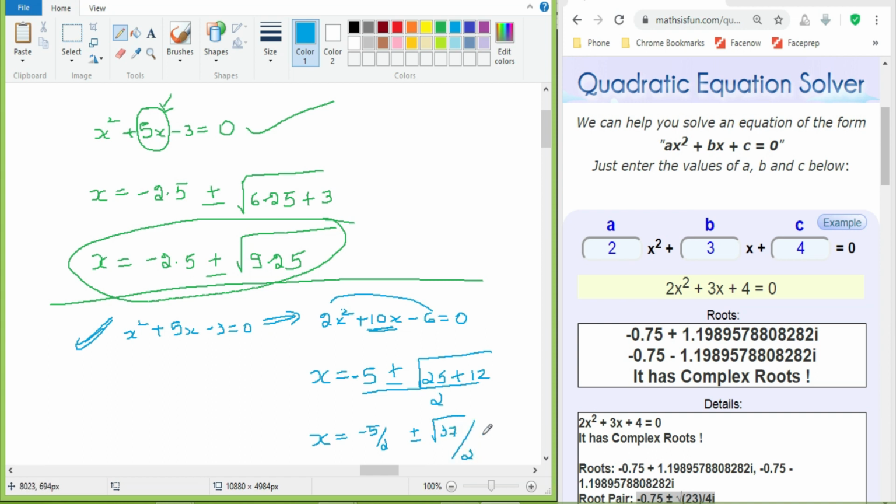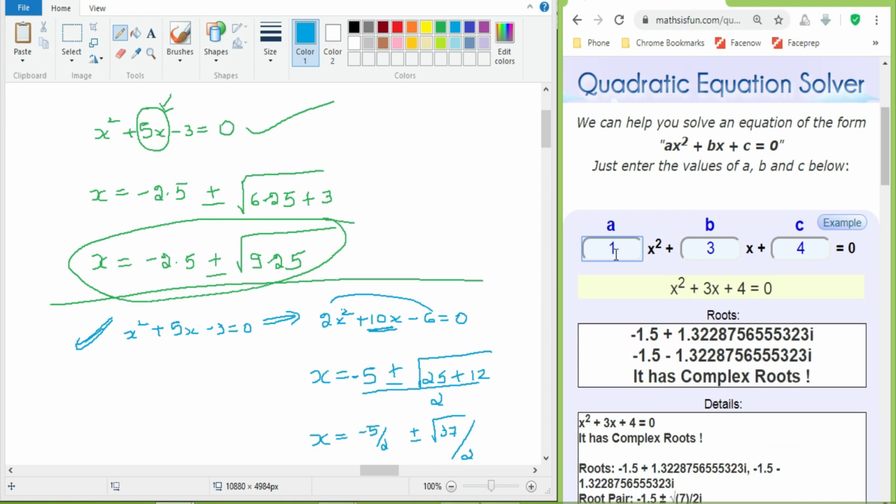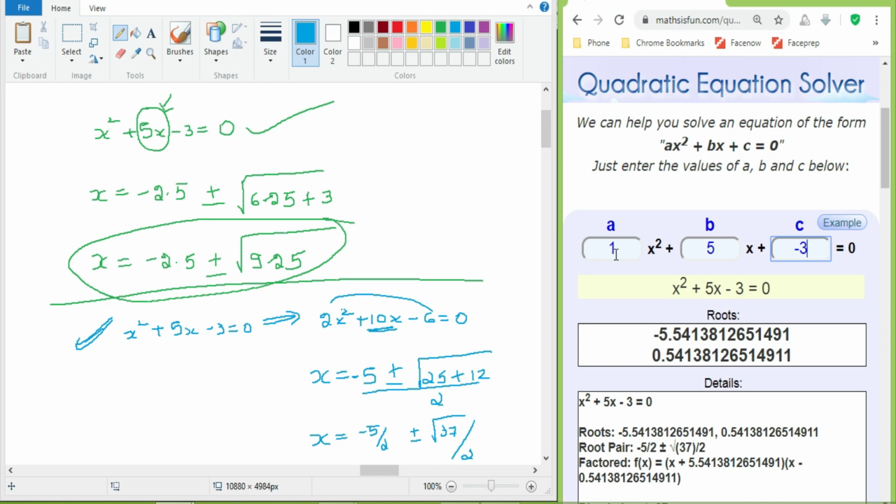This was the same answer we have got in the previous section, right? Minus 5 by 2 plus or minus root of 37 by 2. Here the numbers were 1, 5 and minus 3. Look here guys, we have got the same answer. Minus 5 by 2 plus or minus root of 37 divided by 2.